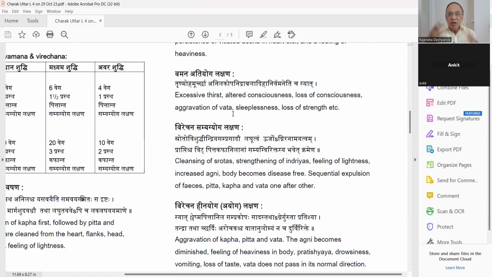Woman is not stopping. Oh my God. Dehydration. With Vamana and Virechana, the most important Ati Yoga is because of the dehydration. Water is going out. Okay. Trut, Moha, Murcha. This is correct. No distortion. Anila Kopa, Nidra Bala Hani, Vamana.